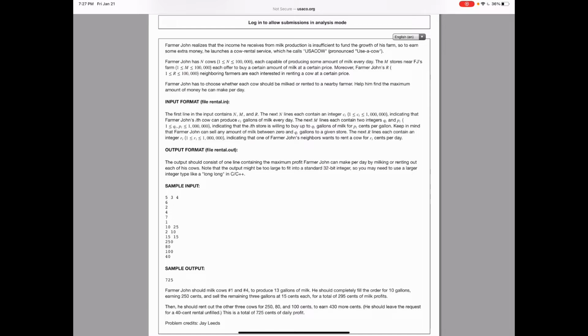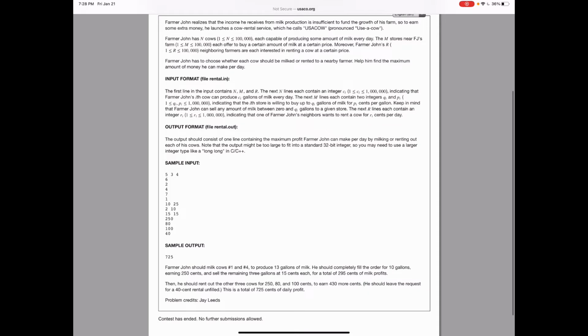The first line of the input contains N, M, and R. The next N lines contain an integer indicating that Farmer John's ith cow can produce Ci gallons of milk every day. The next M lines contain two integers, Q and P, indicating that the ith store is willing to buy up to Q gallons of milk for P cents per gallon. Keep in mind that Farmer John can sell any amount of milk between 0 and Q gallons to a store. The next R lines each contain an integer R, indicating that one of Farmer John's neighbors wants to rent a cow for R cents per day.